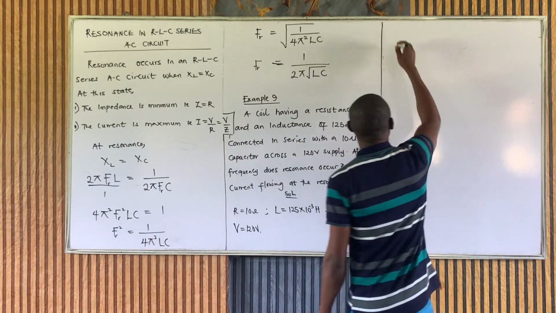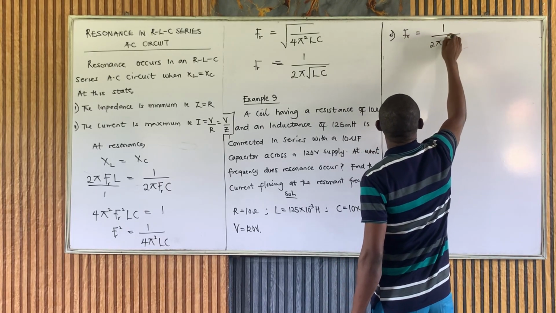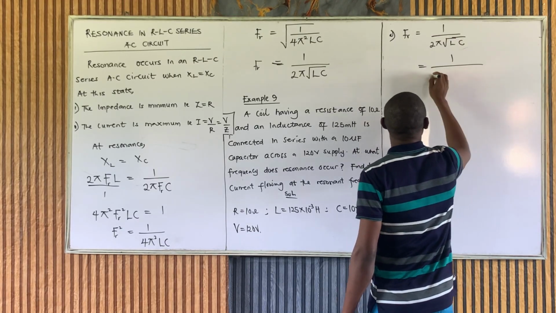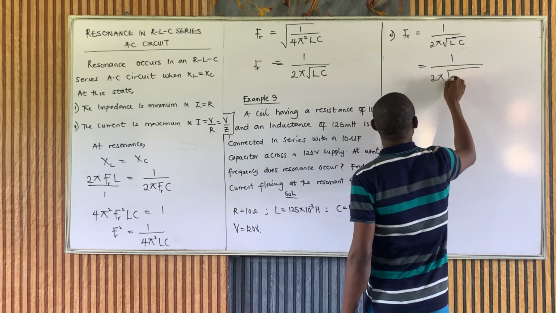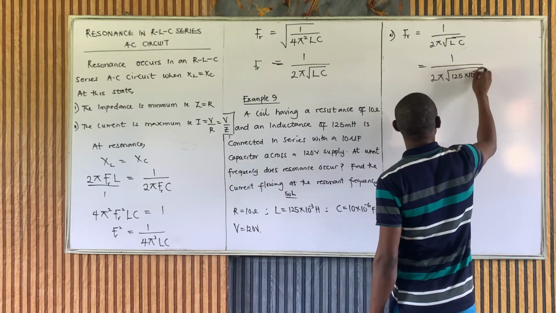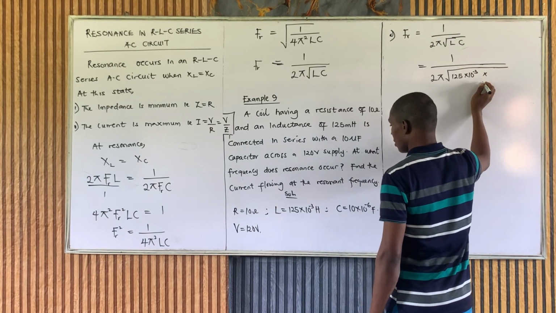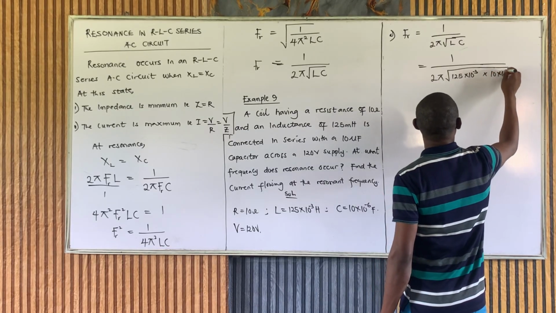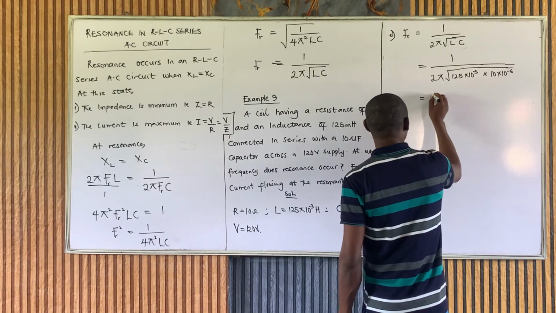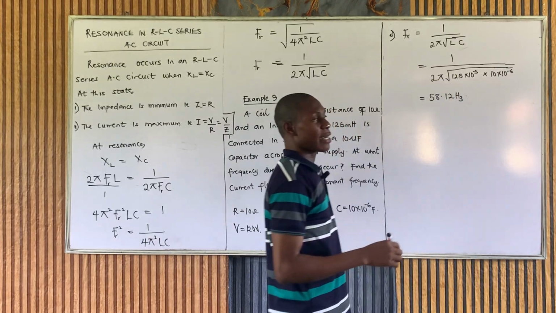So very simple now. The first one, we have to get the resonance frequency. And that's 1 over 2 pi square root of LC. And that's 1 over 2 pi square root of L, 125 times 10 raised to minus 3, times C, 10 times 10 raised to minus 6. So if we do this, we're going to have 58.12 Hertz. That's the resonant frequency.